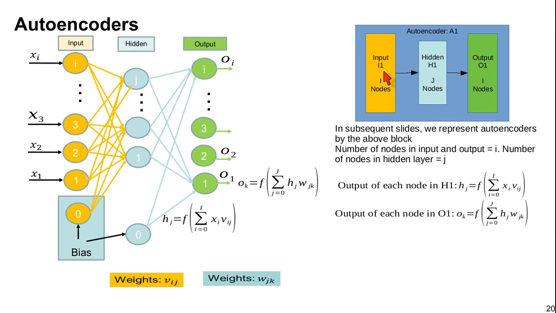In the subsequent slides, we will represent autoencoders with this block. So for instance, this block represents the input nodes in the autoencoder. And the number of nodes is indicated by this number I. This block represents the hidden nodes of the autoencoder and the number of nodes is J. And this block represents the output nodes of the autoencoder and the number of nodes in the output is equal to the number of nodes in the input. The output of each node in the hidden layer is indicated by this function. And the output of each node in the output layer is indicated by this function.